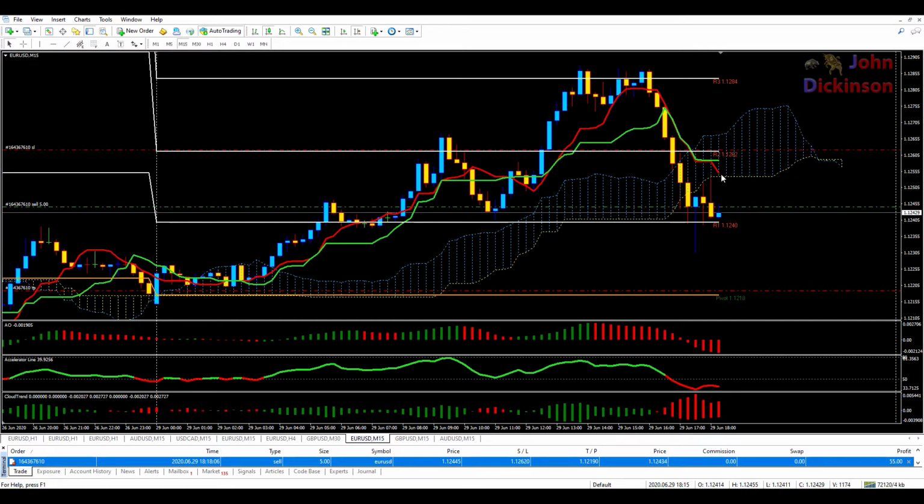just above the closest resistance line, and I've set my take profit just above the next pivot point down here for a 1-to-1 trade. I'm now expecting price to move downwards, and I'm already in $50 profit in this trade. Let's just keep monitoring it for a while.